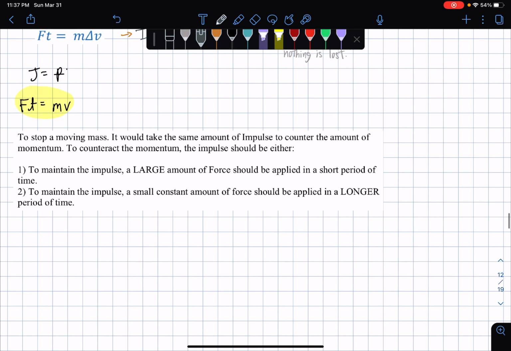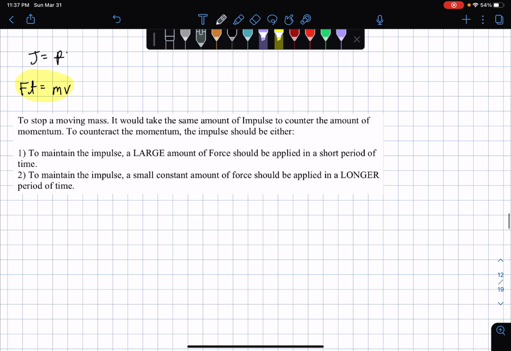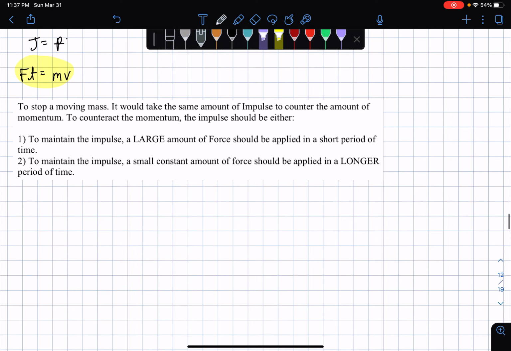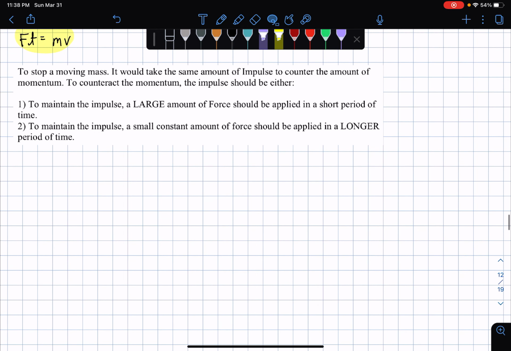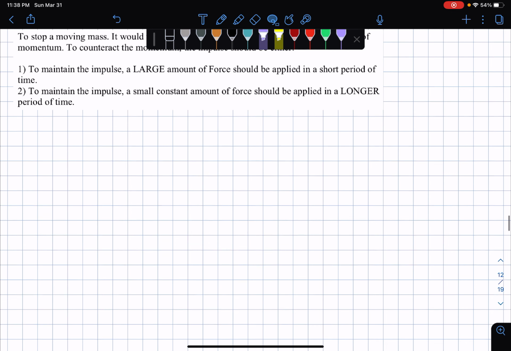Either you apply a great force in a short period of time, or you apply little force, but it's progressive. Wait, not really progressive. It says here constant. But yes, the small force should be maintained in application for a longer period of time. That time depends on the mass and other relevant factors.